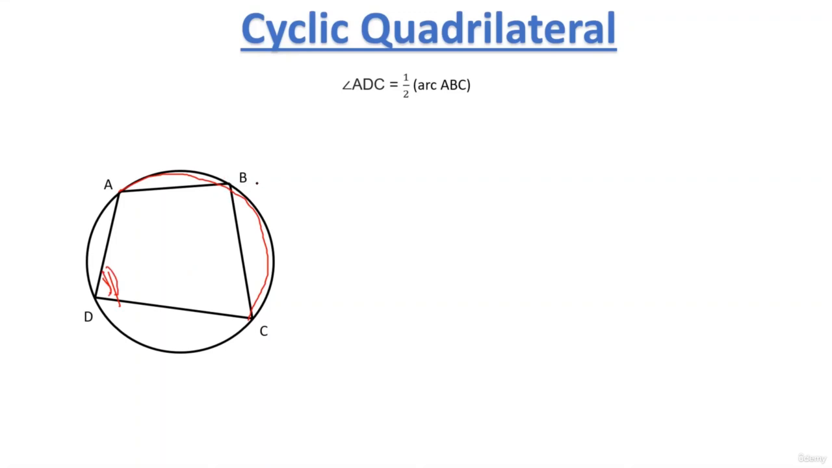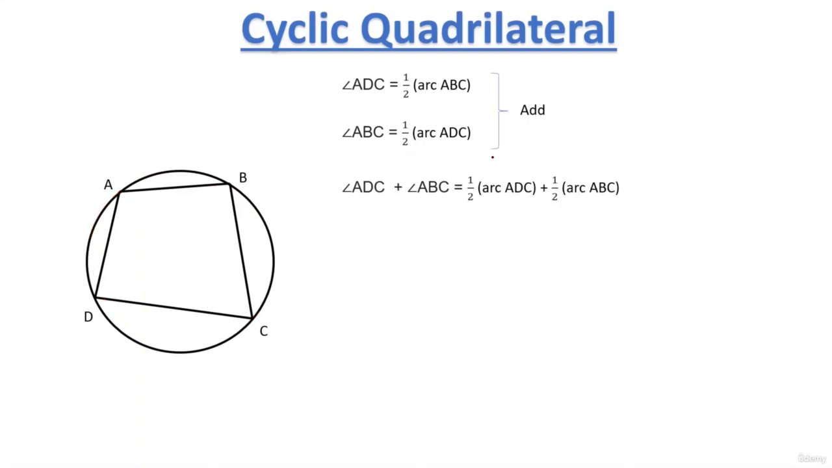Similarly, if you observe, angle ABC is the inscribed angle of arc ADC. So ABC will be half of arc ADC. We add these two equations. We add them to get ADC plus ABC on the left hand side. On the right hand side, you add half of arc ADC plus half of arc ABC. You can take the half common. Arc ADC plus arc ABC is basically the whole circle, 360 degrees.